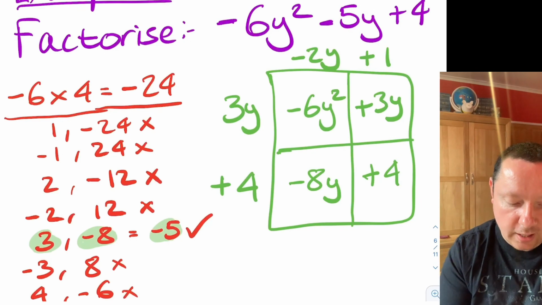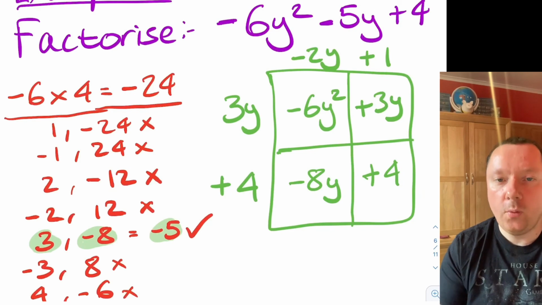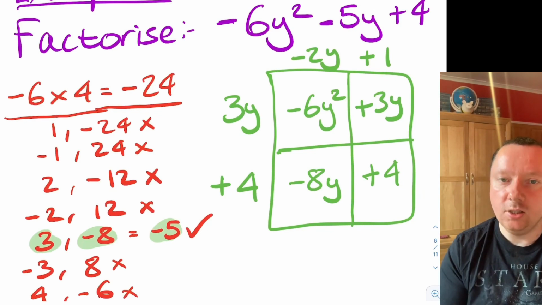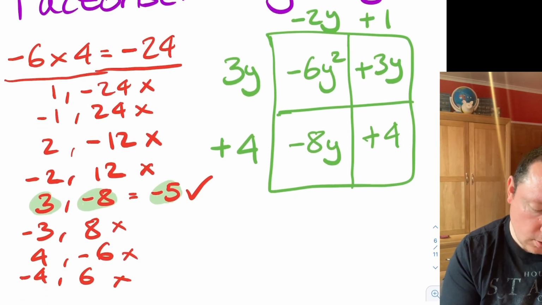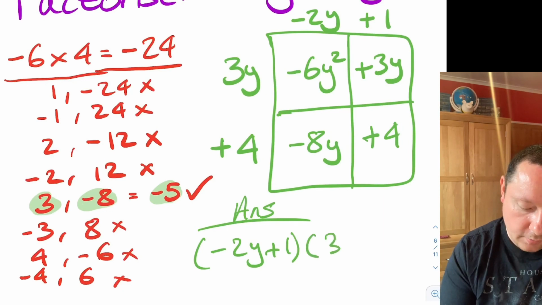So then our final answer is 3 times minus 2 is minus 6y squared, 3 times 1 is 3y, 4 times minus 2 is minus 8y, 4 times 1 is 4. Whew. No mistakes, awesome, thank you very much. We have got the answer, we can just write it down now. So our final answer is minus 2y add 1 and 3y add 4.